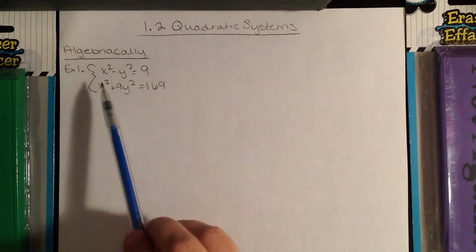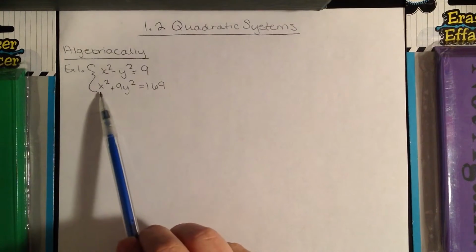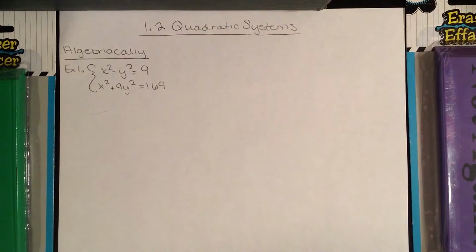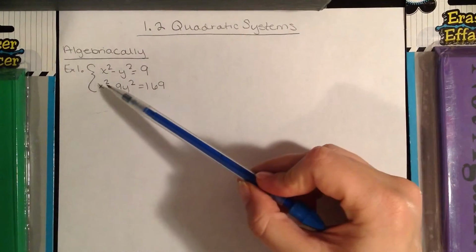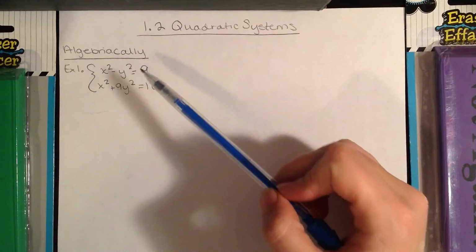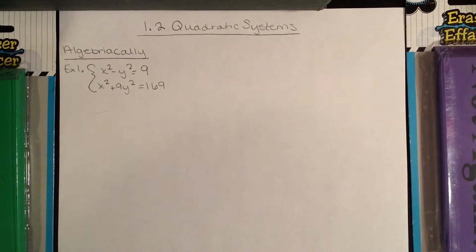Example 1, I've got x squared minus y squared is equal to 9. x squared plus 9y squared is equal to 169. I'm going to solve these algebraically. And what I notice is that I've got x squared, y squared. Everything's kind of lined up. So I'm going to use elimination.